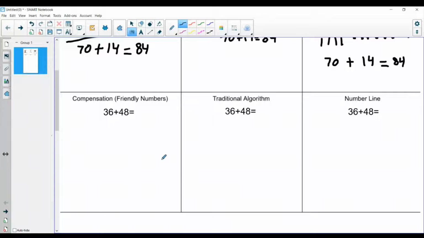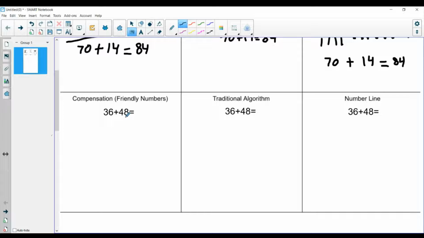The next strategy we're going to look at is compensation, which is also known as making friendly numbers. Friendly numbers are numbers that end with 0 in the ones place. So 40 is an example of a friendly number. 50 is also an example of a friendly number. We can make two friendly numbers here. We can make 40 or we can make 50.